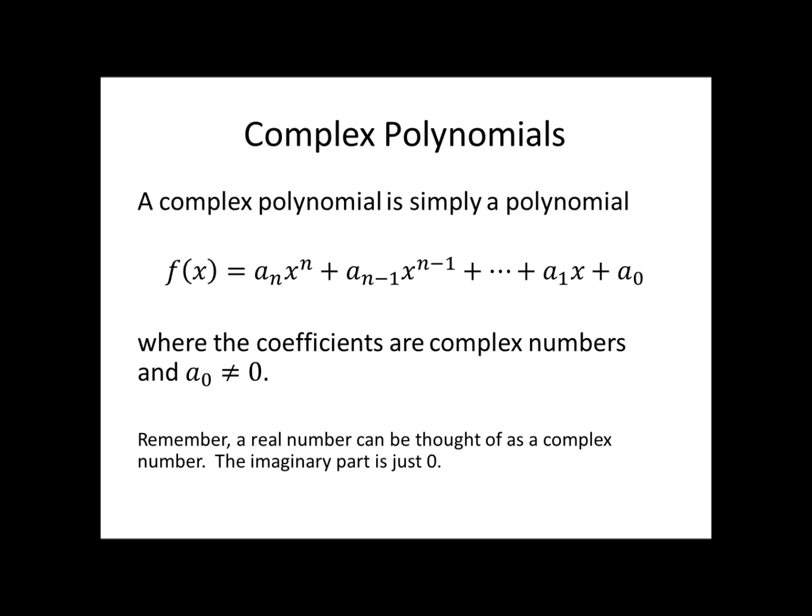Now, again, we want that constant at the end. We want that a sub 0. If you don't have the a sub 0, your first step is to factor an x out front. Then what's left is a polynomial with that constant at the end.